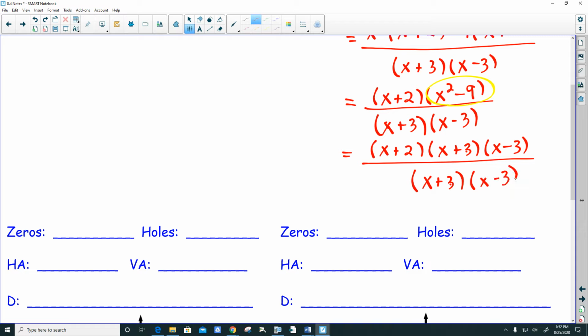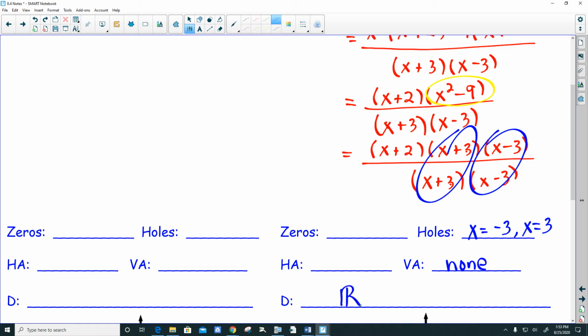Once it's completely factored, our first thing to check for are holes, and this particular problem has 2 holes to it, because it's got 2 sets of common factors in the numerator and denominator. So we've got a hole at -3, another hole at +3, but look at what we circled. We've used up every single factor that's in the denominator that had a variable with it. So that tells me that I'm not going to have any vertical asymptotes for this problem at all. And as far as my domain restrictions go, I'm not going to have any domain restriction.